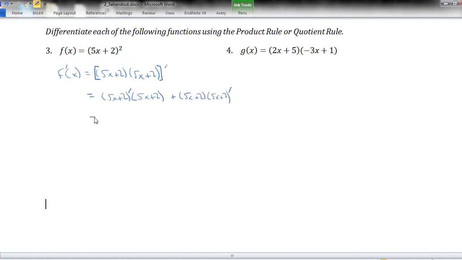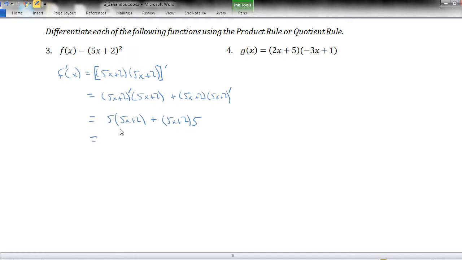So the derivative of 5x plus 2 is 5 plus 0, or just 5. And that's times 5x plus 2. And then from this product here, we have the 5x plus 2 times the derivative of 5x plus 2, which is 5 again. So we're done taking derivatives, and we just have to simplify.